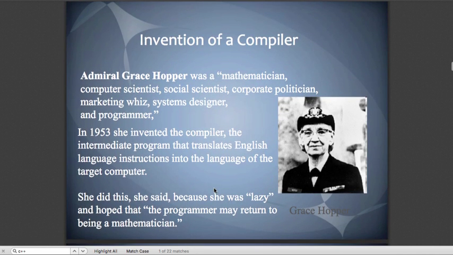We got to give credit where credit is due. Invention of the compiler was by Admiral Grace Hopper. She was a mathematician, a computer scientist, social scientist, corporate politician, marketing whiz, system designer, and a programmer. She invented the compiler. She said she did this because she was lazy and hoped that the programmer may return to being a mathematician.